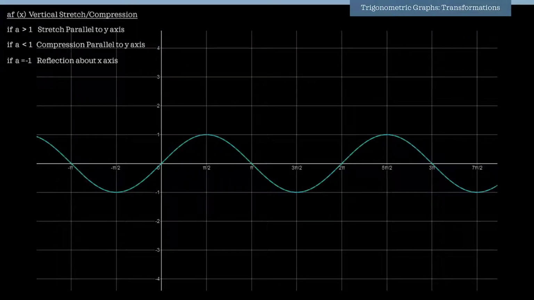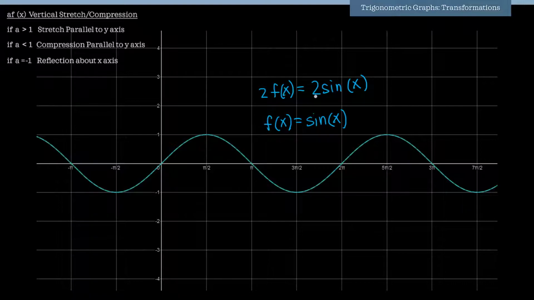So let's look at an example. Here I have the function f of x is equal to sine of x. This is the graph of sine x. And let's say I multiply this function by 2. So it would be 2 f of x is equal to 2 sine x. And the graph of 2 sine x, what's going to happen here is that each value of y is going to get multiplied by 2. Because f of x we can write as y, and what's happening over here is that each value of y is getting multiplied by 2. So this graph is going to stretch vertically by a factor of 2.